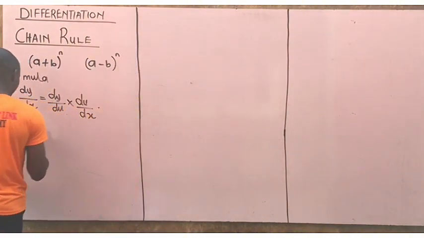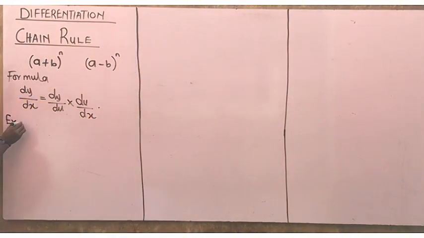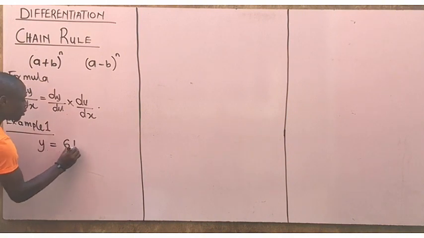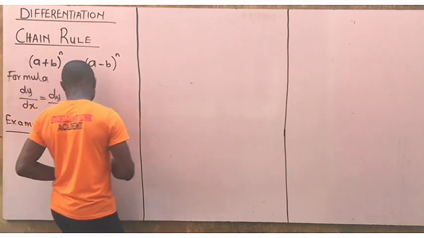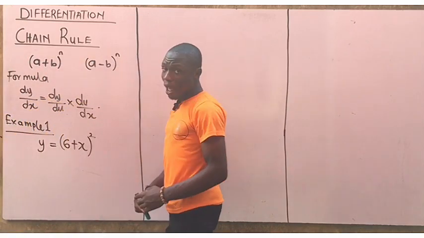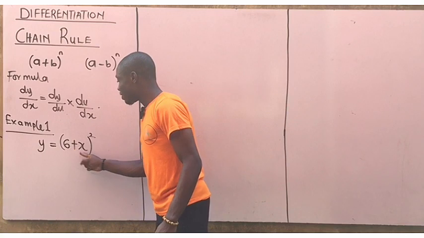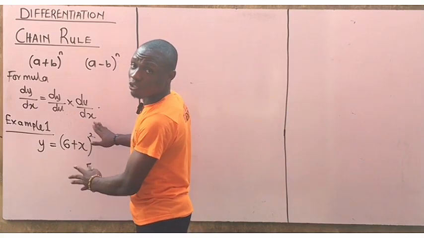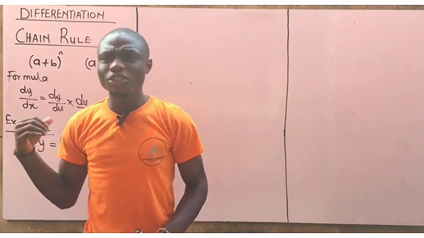Example 1. If I have that y is equal to (6 plus x) all to power 2, this is a chain rule problem. Why? Because I'm having two numbers adding being raised to a particular power. So this idea becomes a chain rule concept. So how do you solve this?